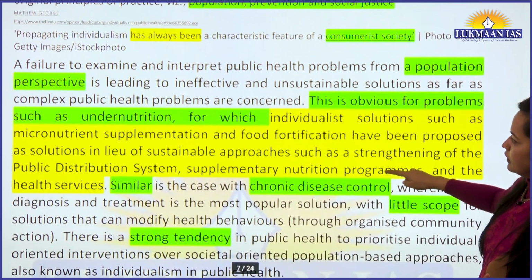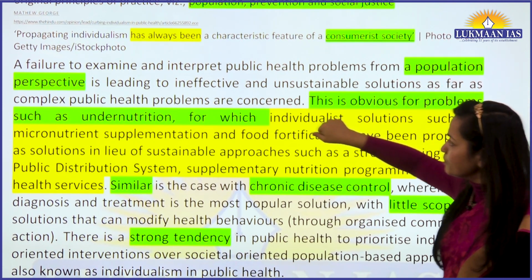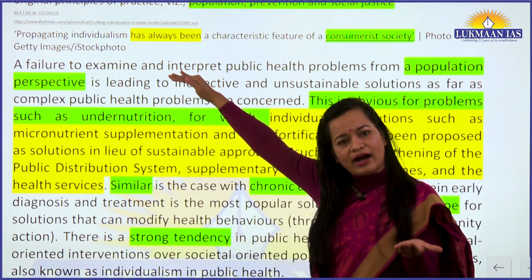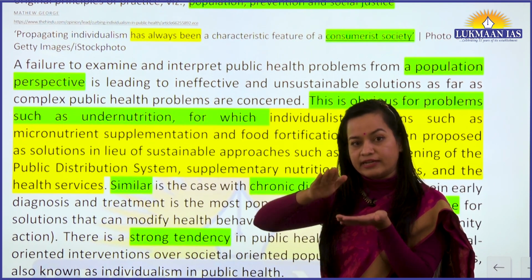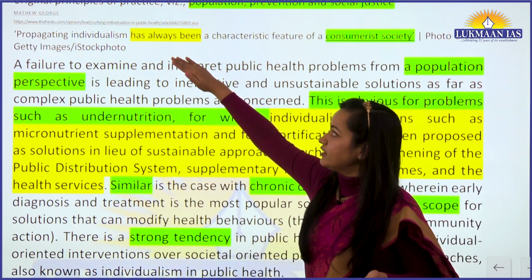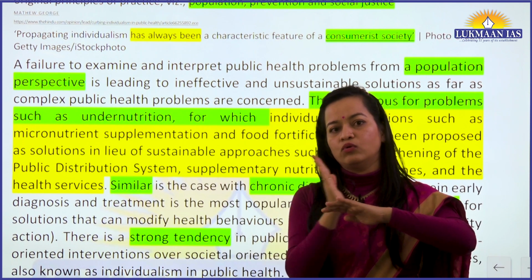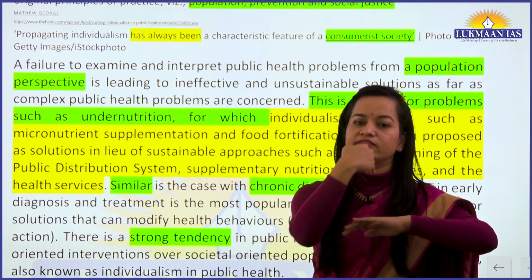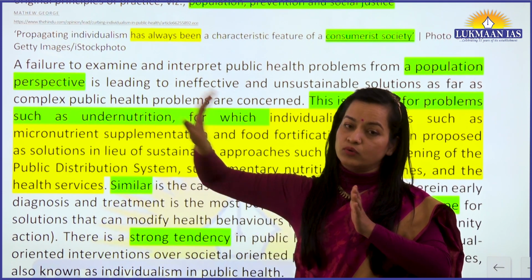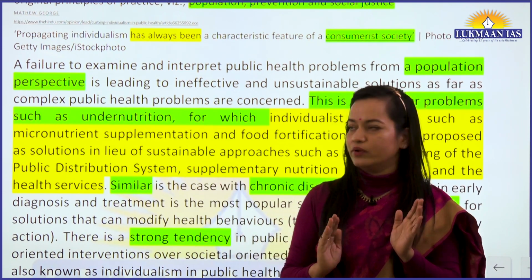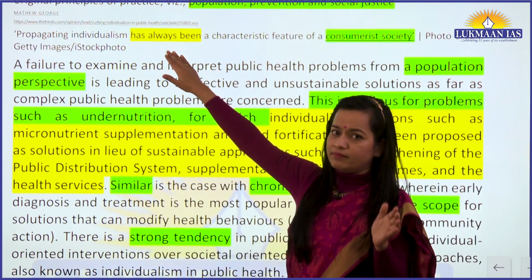propagating individualism has always been a characteristic feature of consumerist society. Why have I highlighted has always been? Because even the tenses matter, timeline matters. If you see a sentence with has always been, it gives you a message that it has been going on. It is not something that is going to start, or something that was totally in the past. It is something which is ongoing. Plus, words like of course, always, are very important indicators.